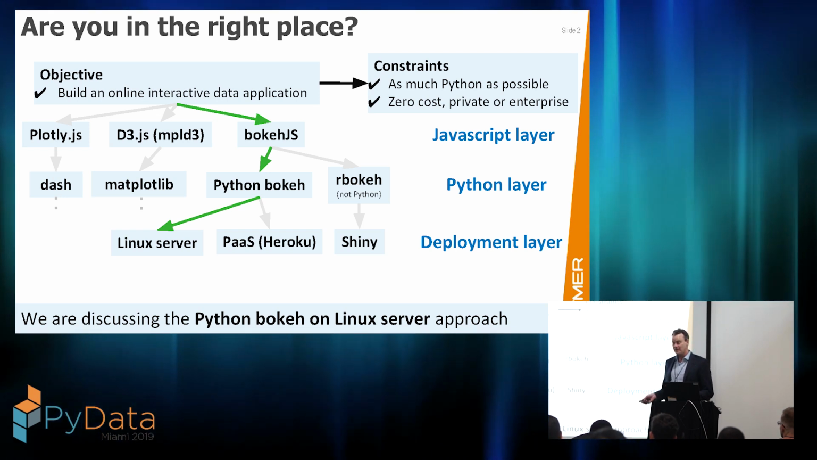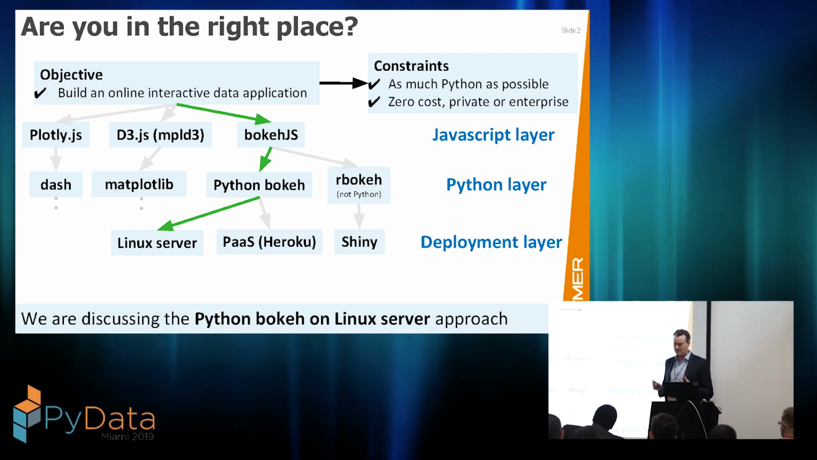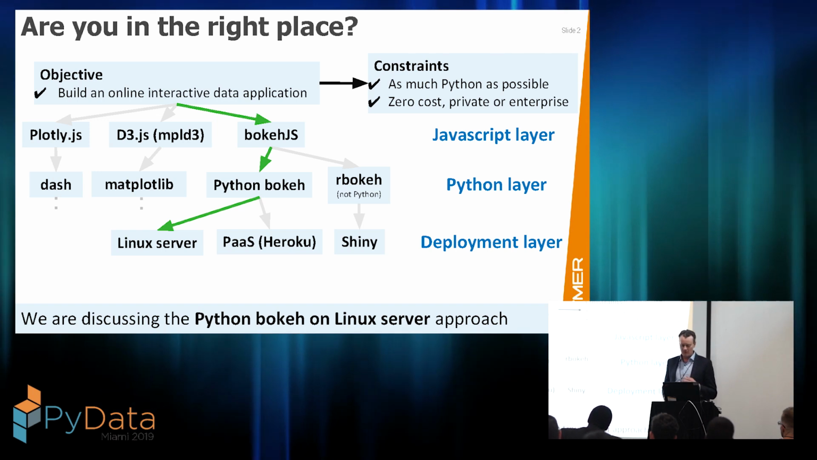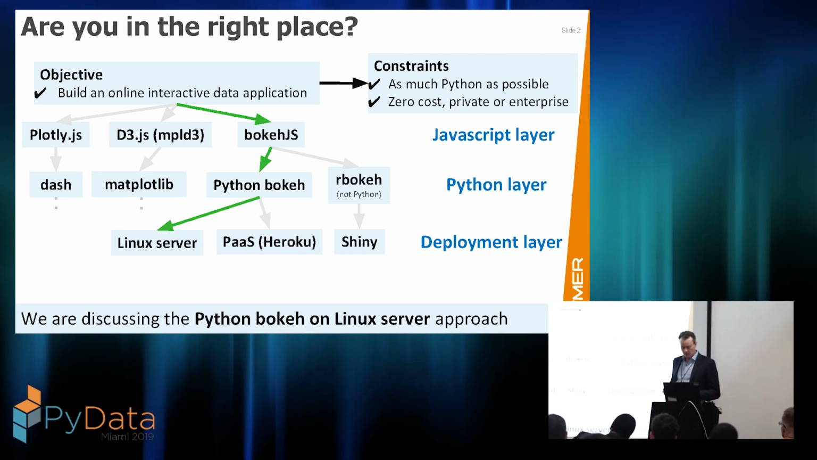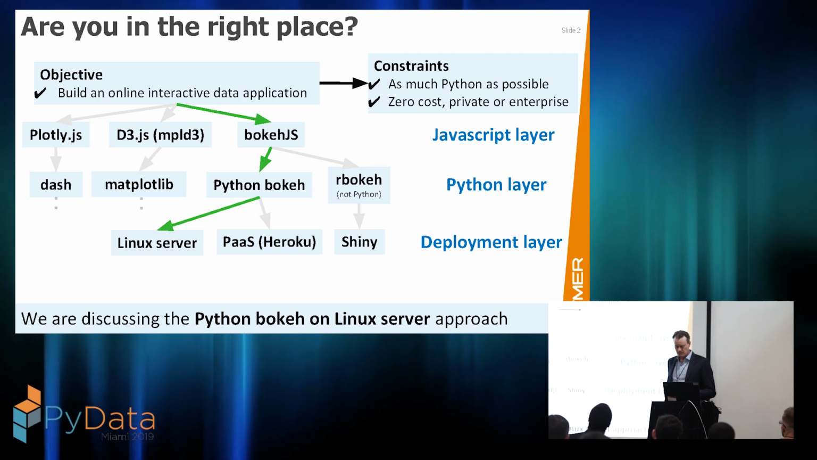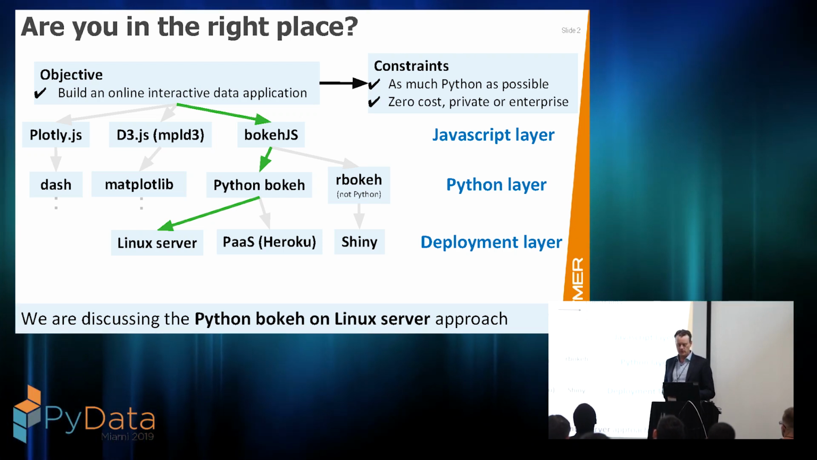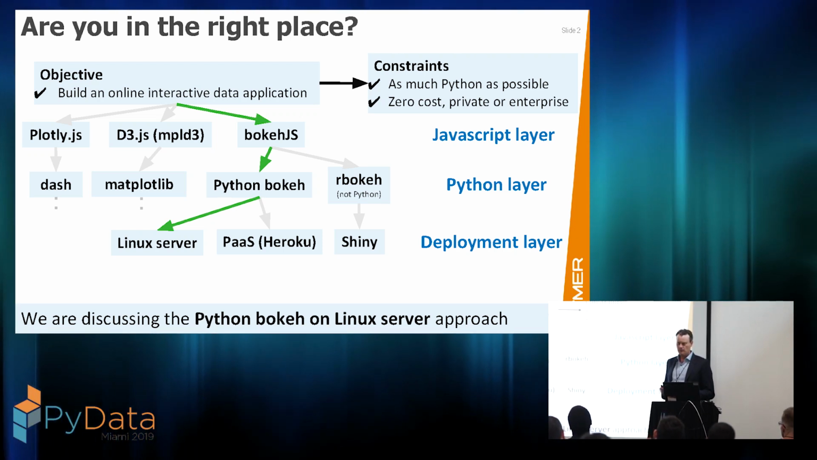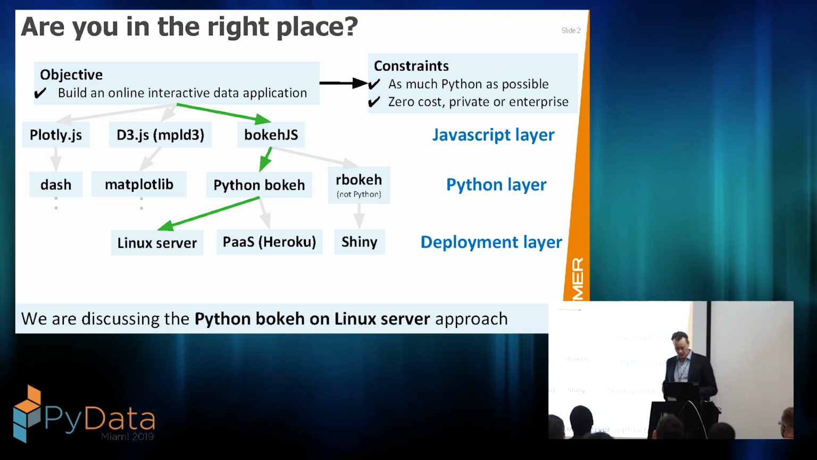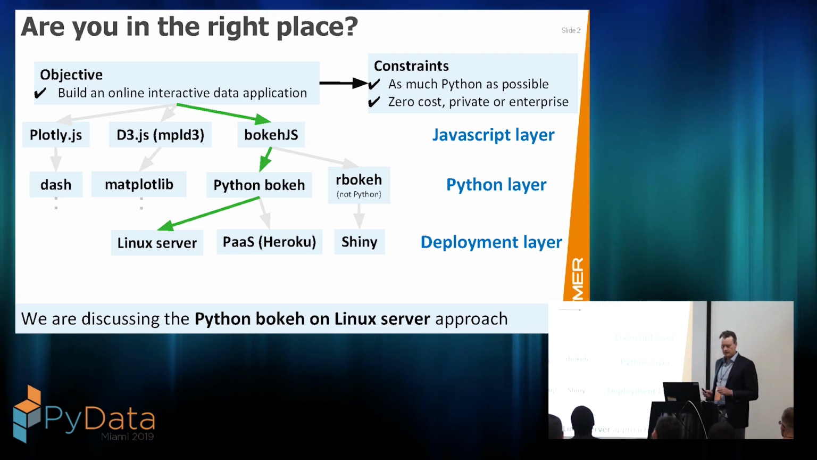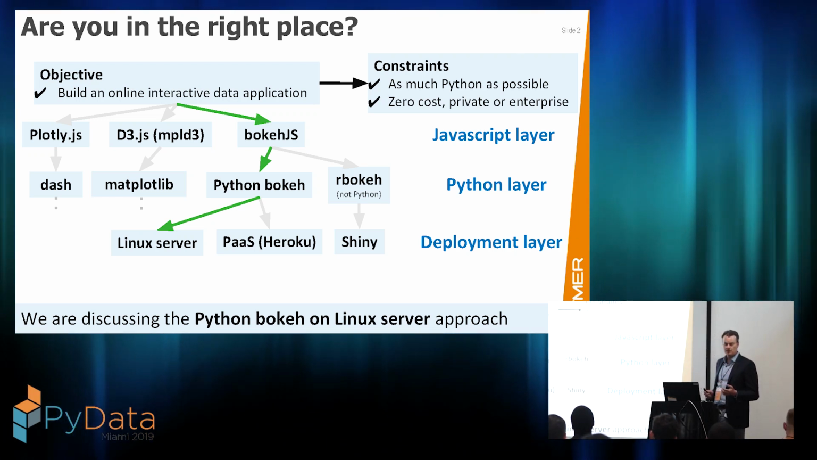So this is a Python conference, so we want to do this in Python. We won't be using R or anything else. And we want this to be zero cost. And that means zero cost for personal use and zero cost for enterprise use. So now we can start making decisions about what kind of technologies we would like to use.